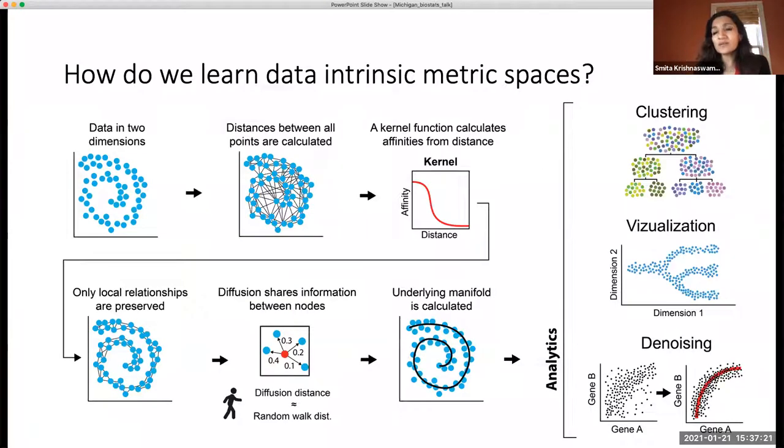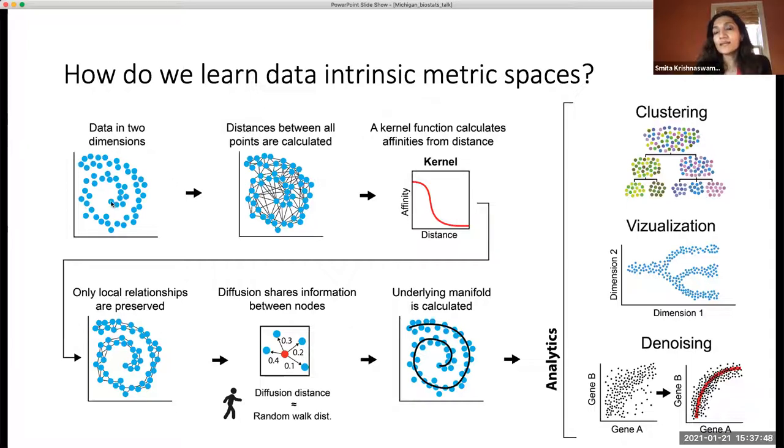So how do we learn these data intrinsic metric spaces or shapes? There are two main methods that we use in my lab to learn that. The first set of methods are graph diffusion methods. These are extensions of graph spectral methods that use this concept of data diffusion.